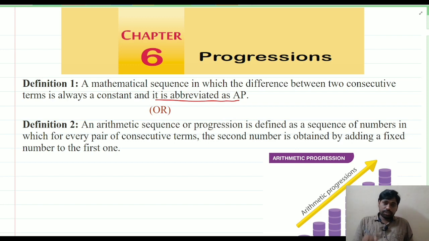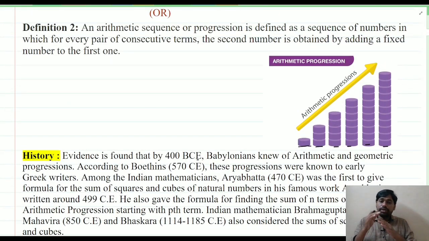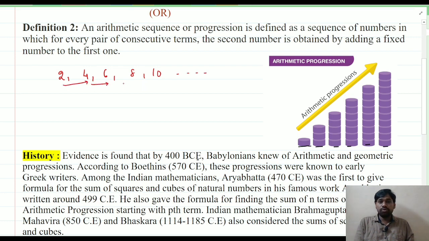Simply put, I will tell you what a progression is. This diagram is depicting what is meant by progression. If you take numbers like 2, 4, 6, 8 and 10 and so on, you can see that every time a constant, 2, is added to the previous number. Only 2 is getting added.